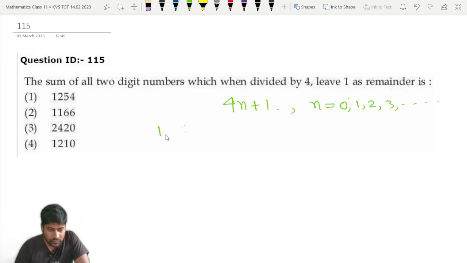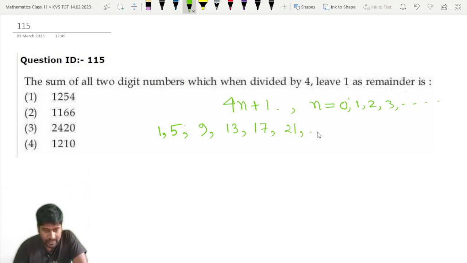Okay, first term is 1. If n is equal to 0, then it will become 1. If n is equal to 1, then it will become 5. If n is equal to 2, then it will become 9. If n is equal to 3, then it will become 13. Then it will become 17. Then it will become 21. Like that it will go.